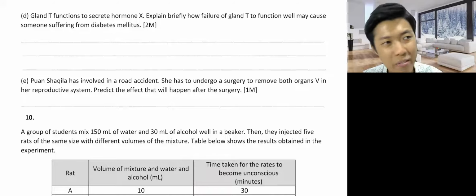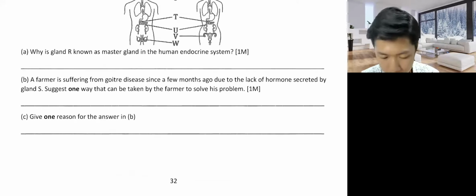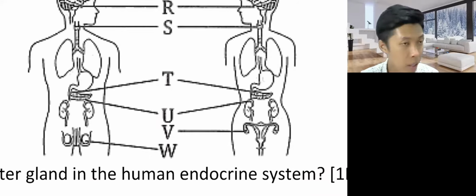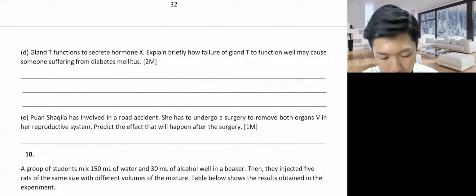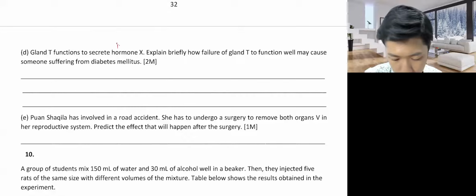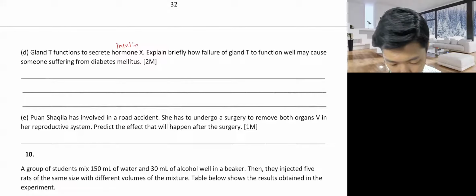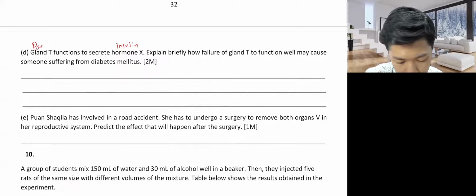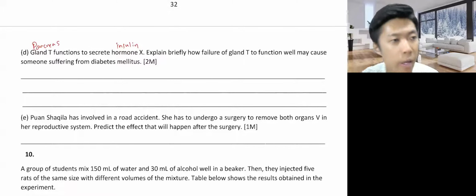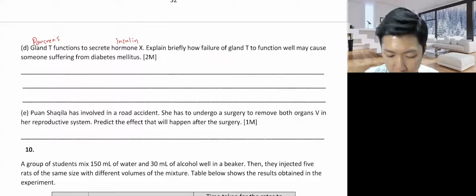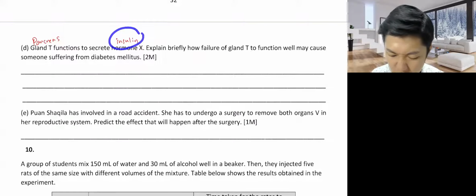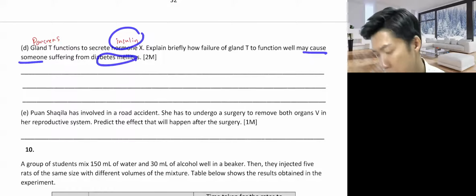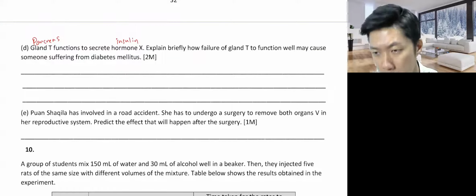Now, gland T functions to secrete hormone X. Gland T, what? I think it's the pancreas, so it should be insulin. Gland T secretes hormone X, which is insulin. Okay, gland T is the pancreas, secretes insulin. Explain briefly how failure of gland T, meaning the pancreas, fails to produce insulin, may cause someone to suffer diabetes. So it is asking for how, it's not asking for the disease though.